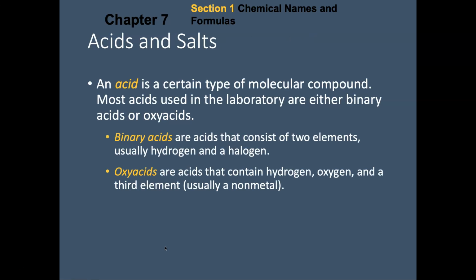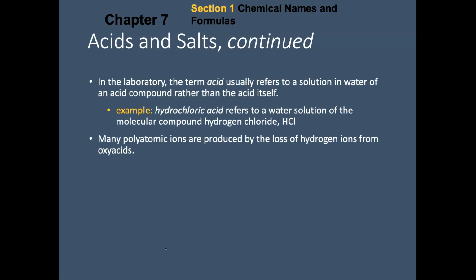An acid is considered a type of molecular compound. Most of them are going to be what we call oxyacids or binary acids. Binary means two, so two elements. Usually one of those elements is hydrogen and then the other is a halogen, meaning group 17 element. The oxyacids are going to be ones that typically contain a polyatomic ion with a hydrogen attached to the polyatomic ion. More than one hydrogen is also typical. It really depends on the actual polyatomic ion and its charge.